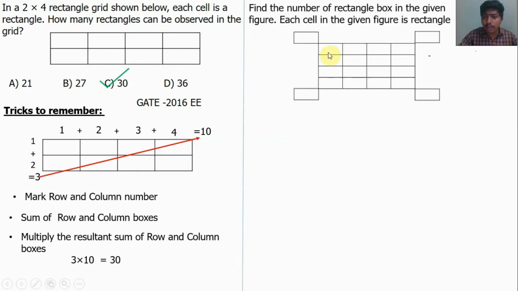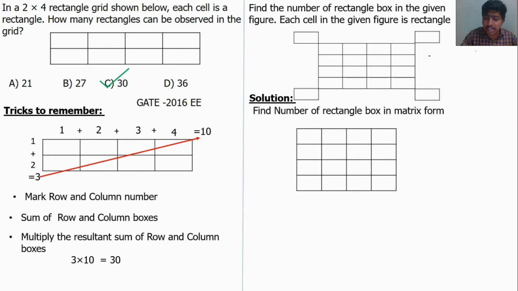Here find number of rectangle box in the given figure. This figure is not in matrix form, so somewhat it will be difficult. So first find the number of rectangle box in the matrix format. This is matrix, regular shape. Okay, this is irregular. This is matrix format. So first find the number of rectangle box available in the matrix form by applying the tricks.